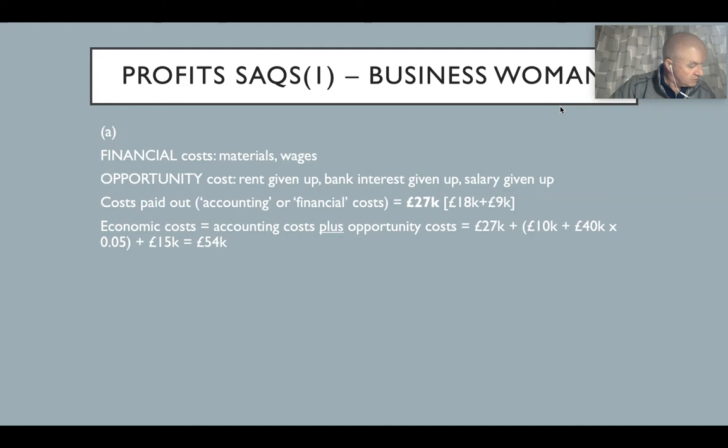We're also going to allow for, in this case, the £40,000 that she's got tied up in capital, and the current rate of interest at 5%. And then obviously we've got the £15,000, which is the money that she could have been earning via the trained teacher option that she had. So in that case, the economic costs are going to be significantly higher than just the financial costs, and that's going to total £54,000.